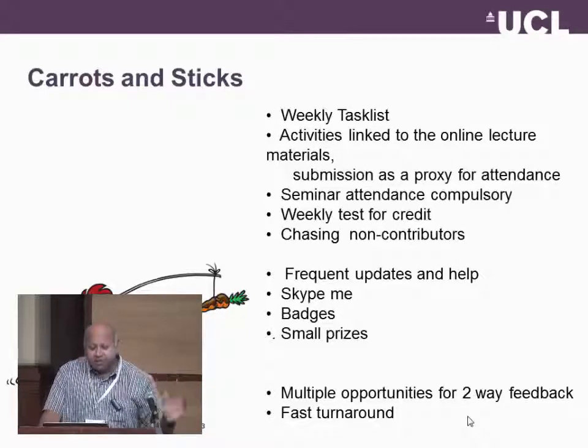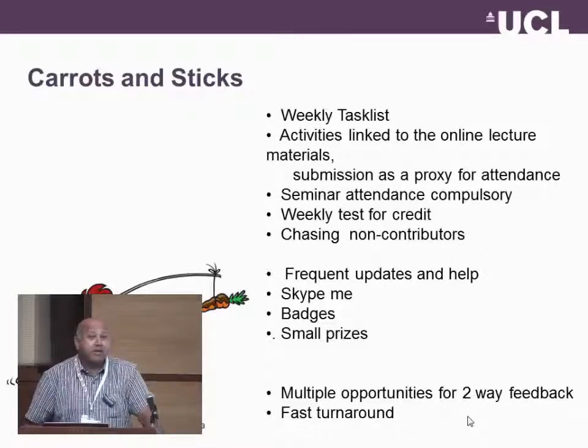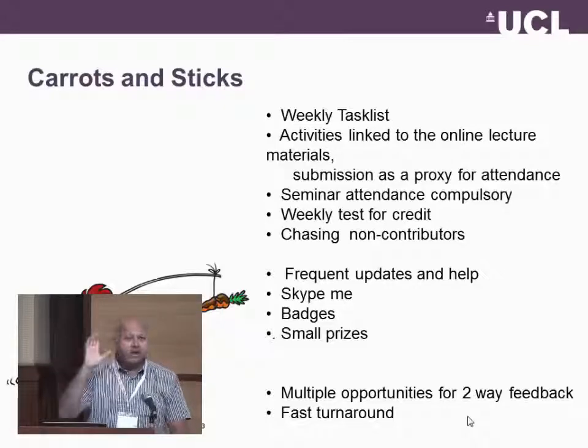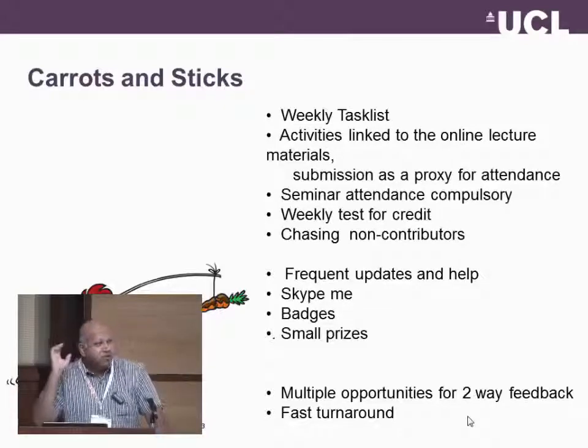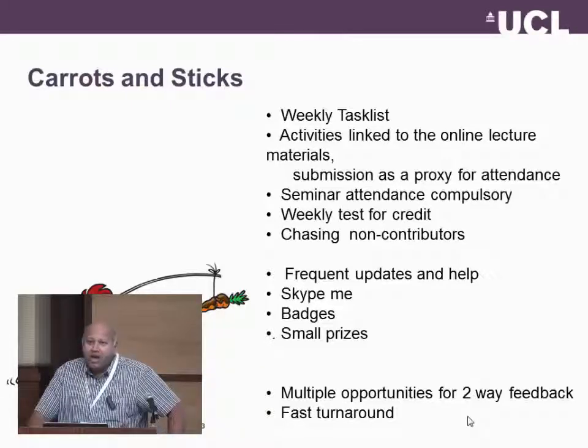The face-to-face meetings were compulsory, so the seminar attendance was compulsory. There was a weekly test for credit. She said that she had to chase some non-contributors. Frequent updates. She also had a service called Skype Me, where between certain times she was available. She was by the computer with Skype running, and anyone could Skype her. And she thought this was quite a major development. But the students went, no, this isn't extraordinary, even though no one else had offered that.